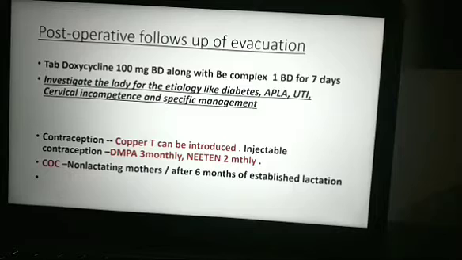Contraception advice can be given, or even a copper T can be introduced simultaneously. Patient can use injectable contraceptives like DMPA or Net-En also. Combined oral contraceptives are contraindicated in lactating mothers for the first 6 months. Thereafter, they can use them once the lactation is established.